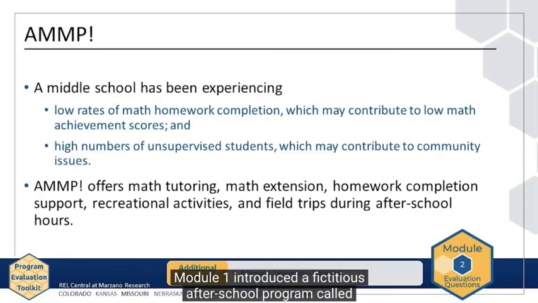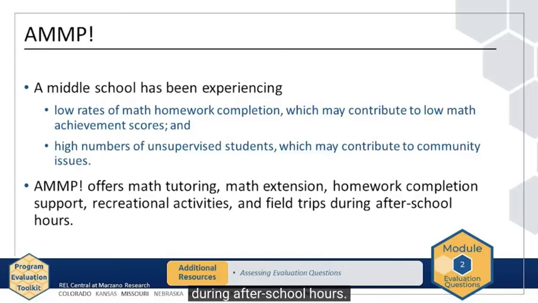Module 1 introduced a fictitious after-school program called AMP. A middle school has been experiencing low rates of math homework completion among its students. In addition, students have been unsupervised after school. To address these issues, the middle school has started AMP. AMP offers math tutoring, math extension, homework completion support, recreational activities, and field trips during after-school hours.